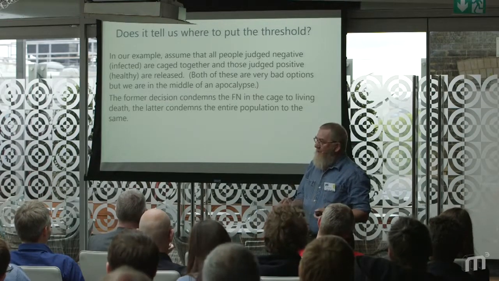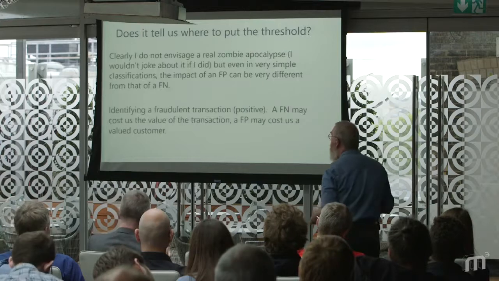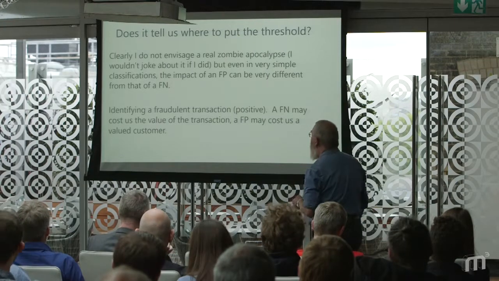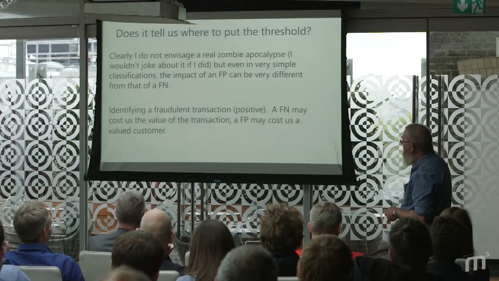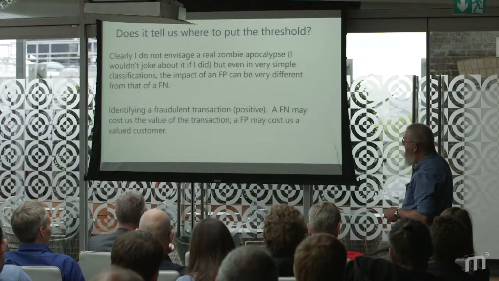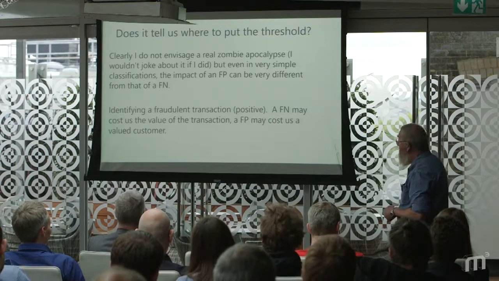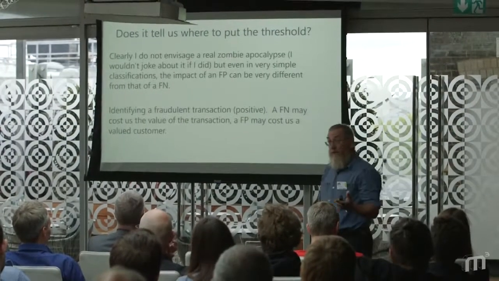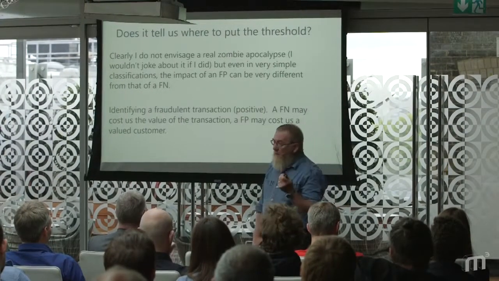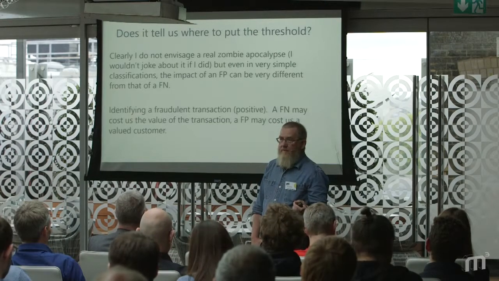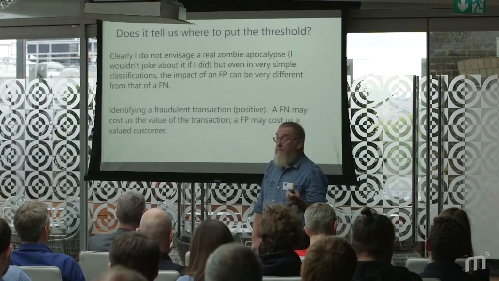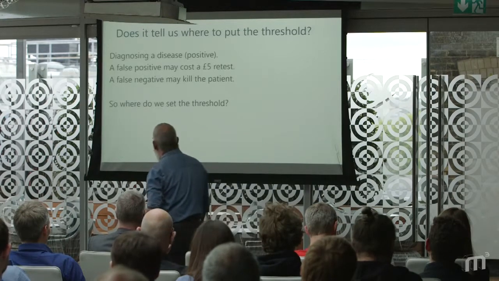What I'm getting at here is the consequences of these things are very different. And, okay, let's pull back from the zombie apocalypse. If you have fraudulent transactions, a false negative may cost us the value of the transaction. A false positive may really annoy the customer. So you can't just use a ROC curve to say where you're going to put the flag in the ground. You can't do it. But they are still really useful.